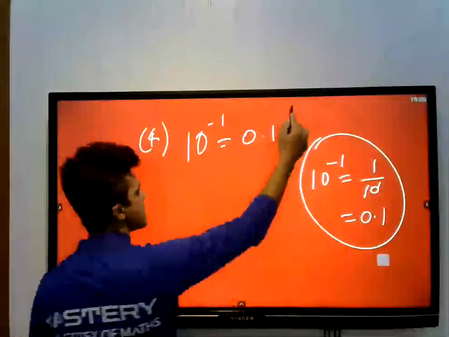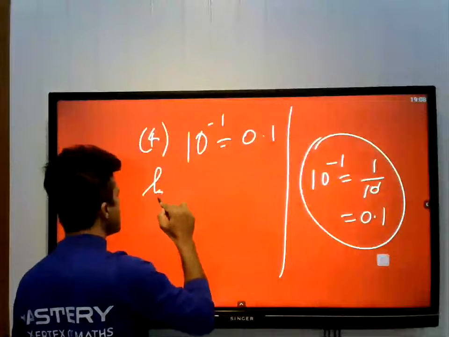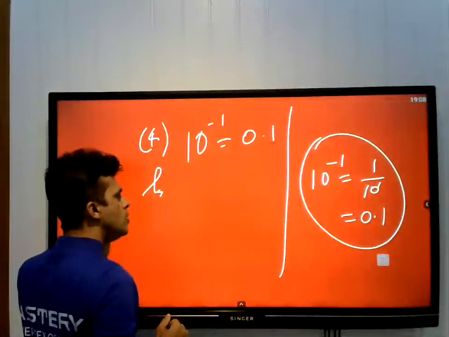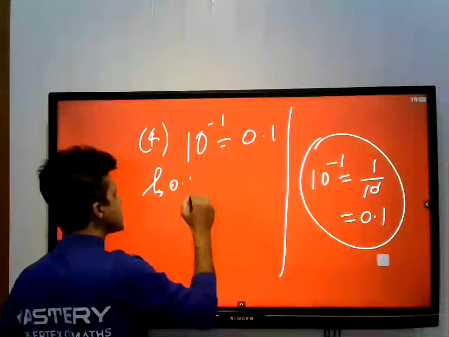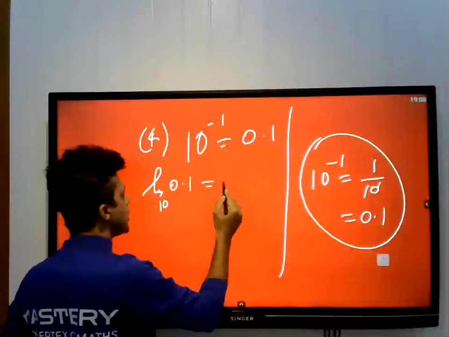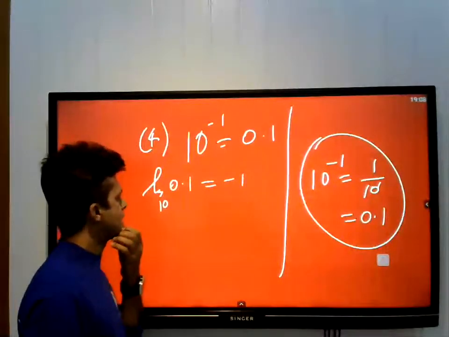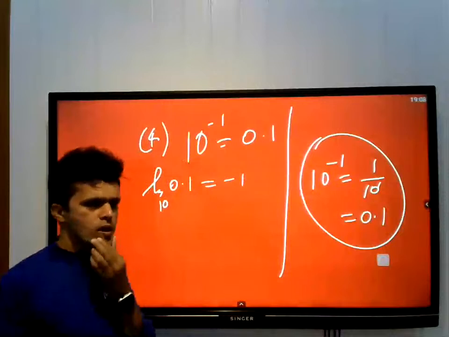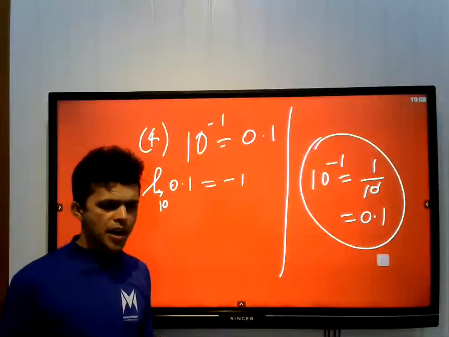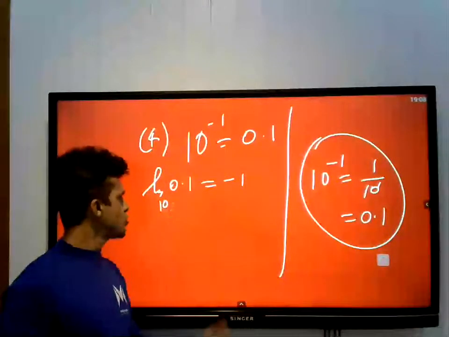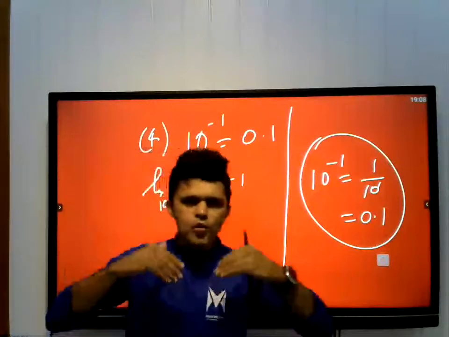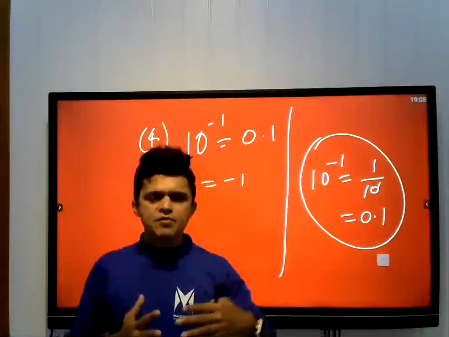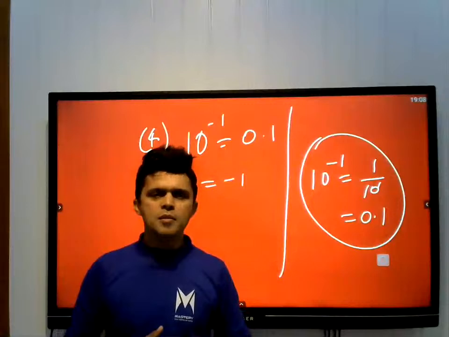Then how can I write this in log form? Log 0.1 to base 10 equals minus 1. This is the way of writing it. So now we can write given index forms in logarithmic form.